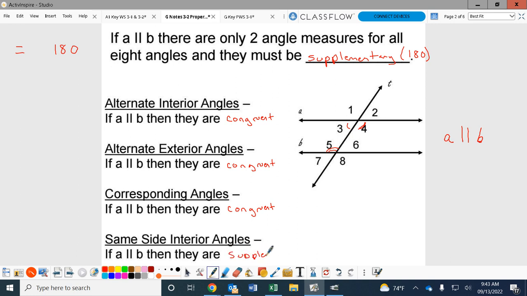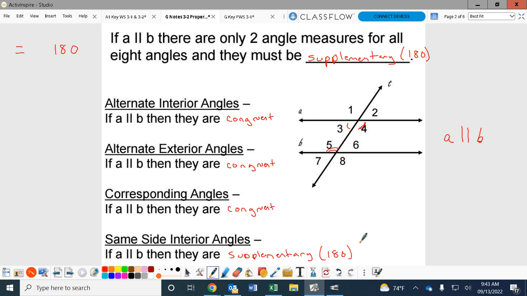Those are the rules. Get that written down. This is it. They're equal, they're equal, they're equal. They add up to 180. They're congruent, they're congruent, they're congruent, they're supplementary. That's it. That's what you need to know from this set of notes. This is what we're going to be concentrating on. Everything we do is going to concentrate on this concept.